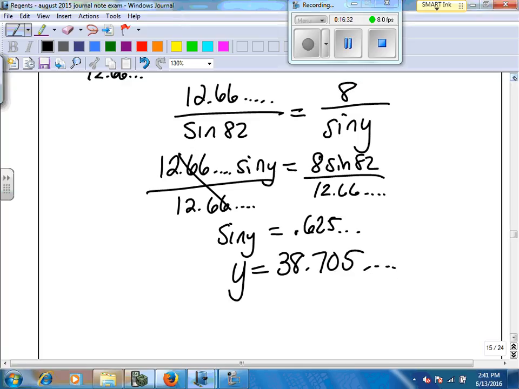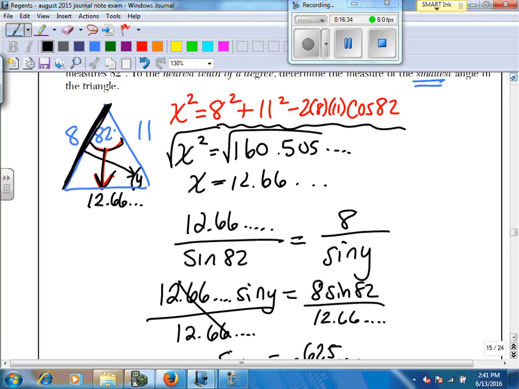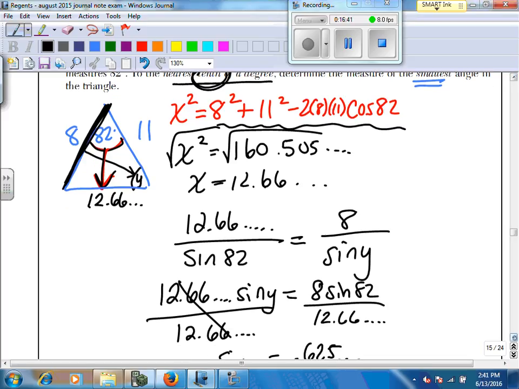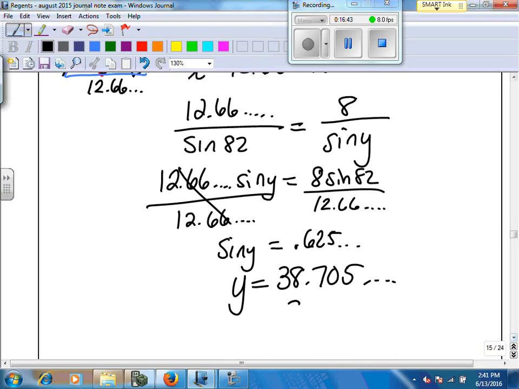And let's go back and read where the question asked us to round this to the nearest 10th of a degree. So let me look back at my answer. Nearest 10th, 38.7 degrees.